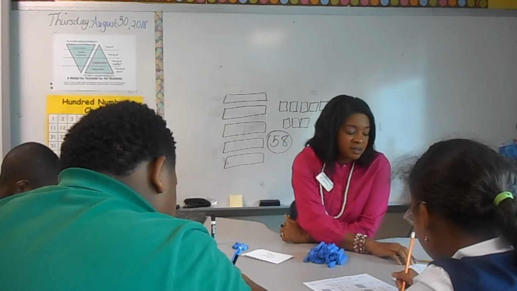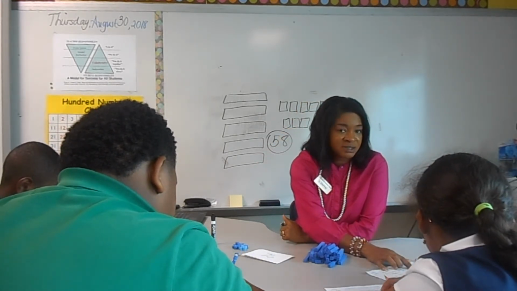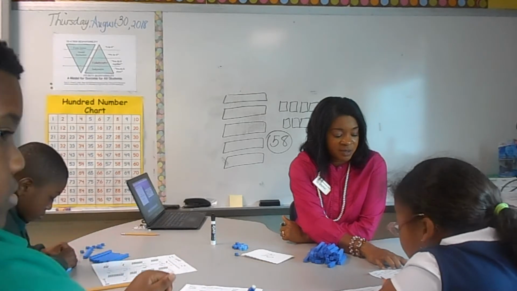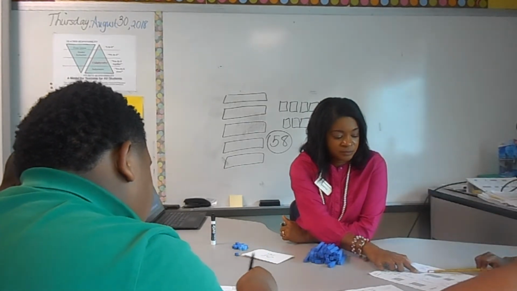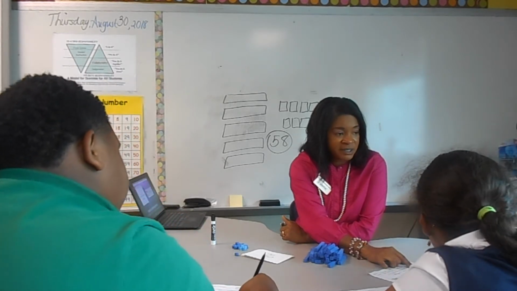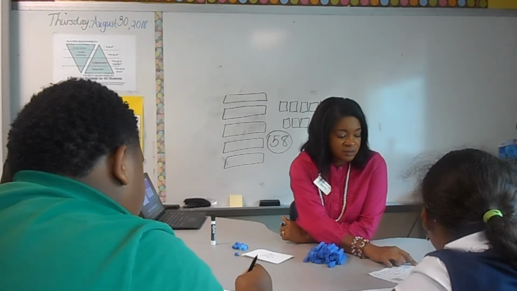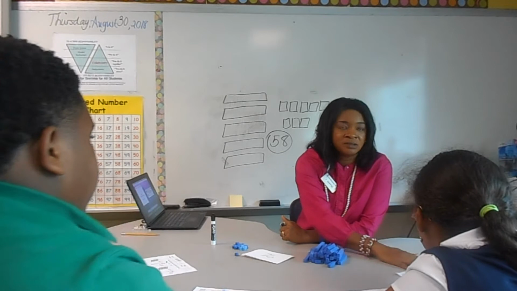Alright, Micaiah. Count your 10s blocks and your 1s blocks so we can get the right answer. 10, 20, 30, 40, 50, 60. Okay, so how many 10s? 6. How many 1s? 4. What's your total? 54. Awesome, good job.